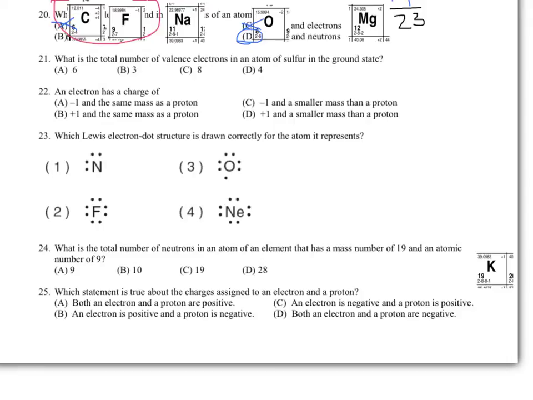Next, we're looking for the valence electrons of an atom of sulfur in the ground state. So we're simply going to have to pull up sulfur from our reference table. So here, the key word is valence electrons. We can see the electron configuration of sulfur here has 16 electrons, but the valence electrons are just the outermost electrons. So there are 6 outermost electrons in sulfur. The charge of an electron, we know, is negative, and an electron has almost no mass.